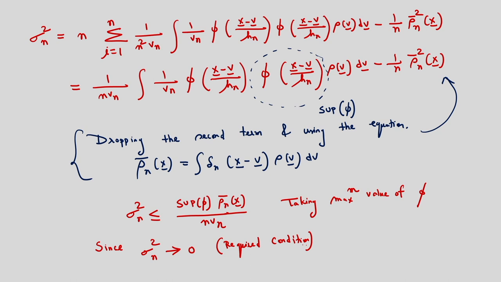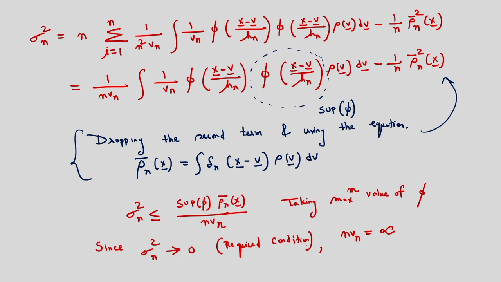Corresponding to this condition, what will be the case? n Vn should be equal to infinity. So this is the case. To get sigma n squared, that is the variance, tending to 0, the variance should be very, very small, and n Vn should be equal to infinity.